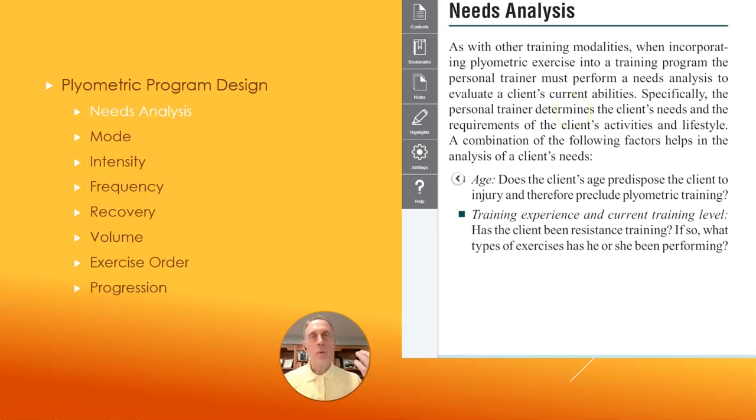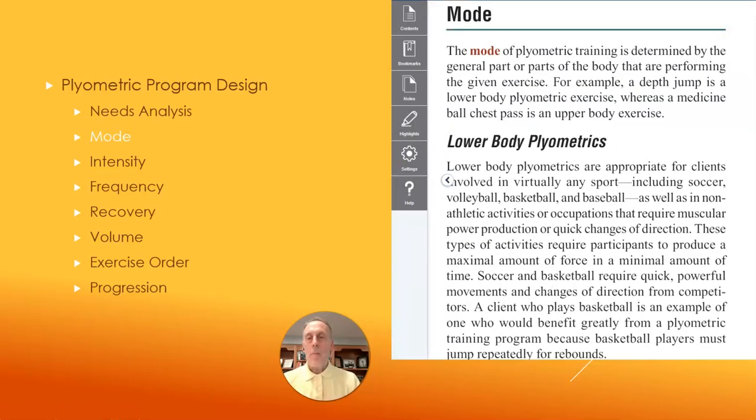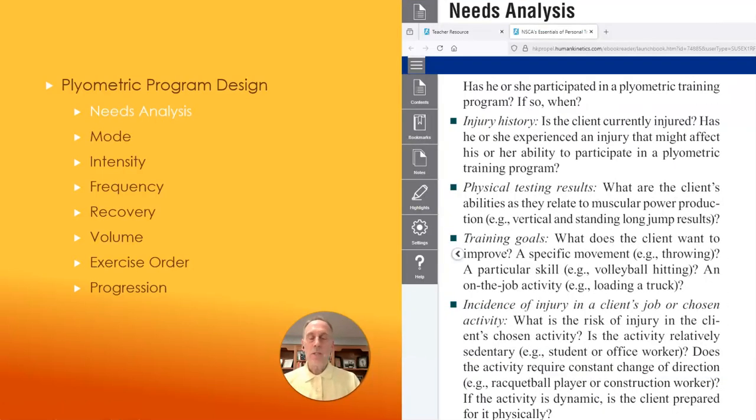So you do this needs analysis on the front end, and part of it is understanding the person. That includes their age or training experience, injury history, physical testing results, training goals, incidents of injury. These are the types of things I want you to hit pause and read through. But they do have their place in understanding more about your client. You would presumably have all of this in place anyways when you first meet your client.